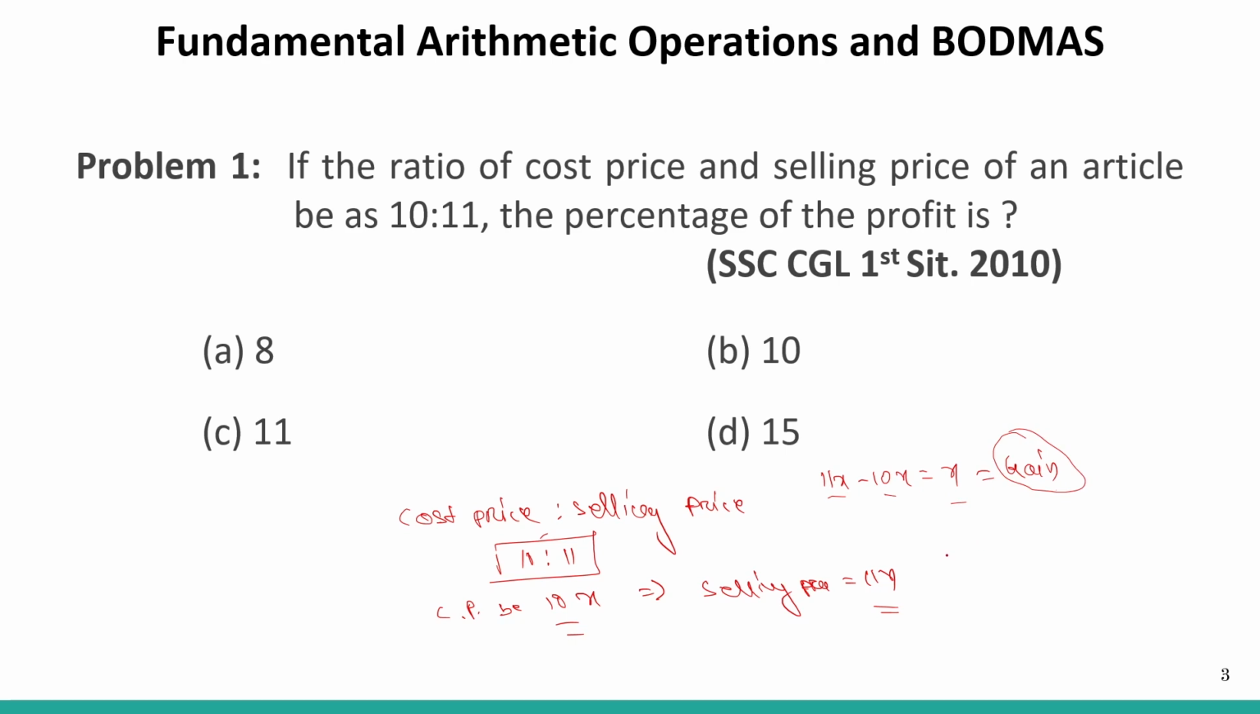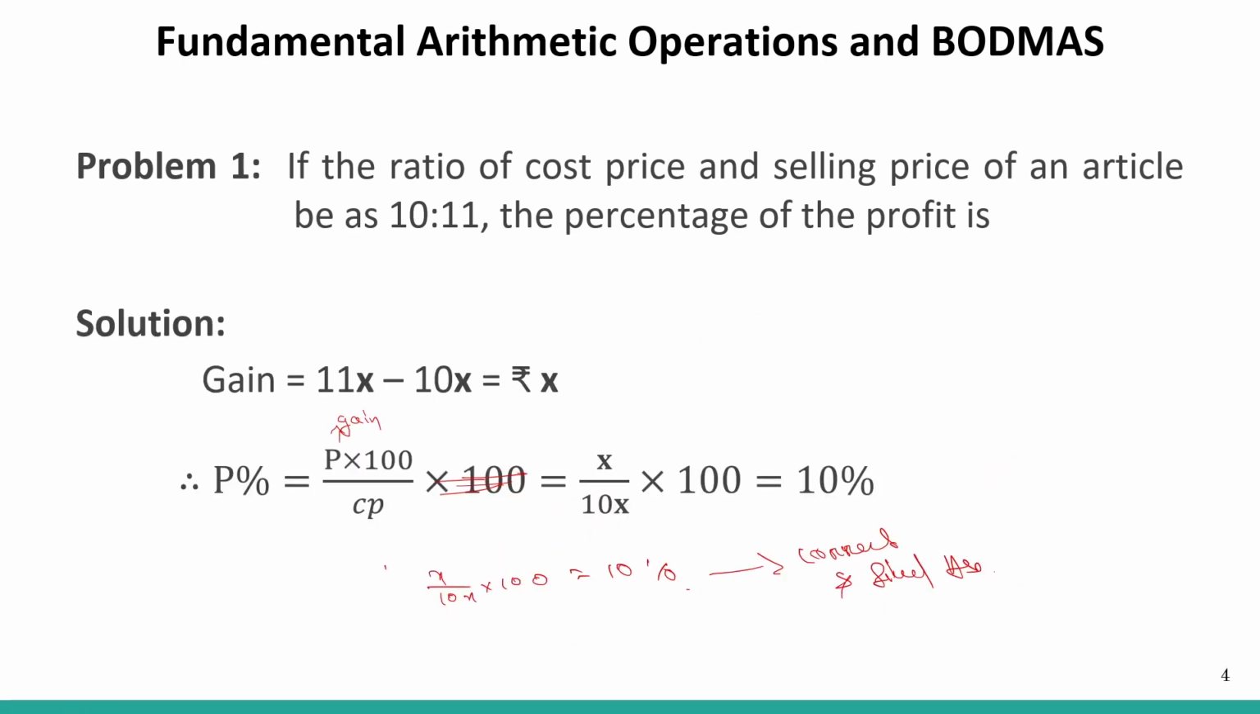So how to calculate gain percentage? It will be gain into 100 whole by cost price. Gain was x and cost price was 10x. So x by 10x is equal to 1 by 10 into 100, which is equal to 10%. That is why 10 is the correct answer here. 8 is incorrect, 11 is incorrect, and 15 is incorrect. This question appeared in the first setting of the 2010 SSC CGL exam. Let's see another problem.